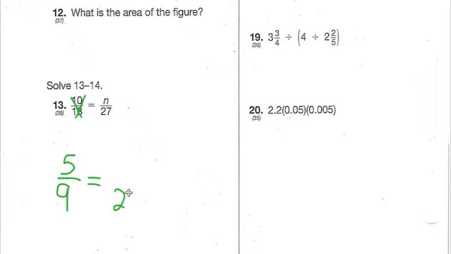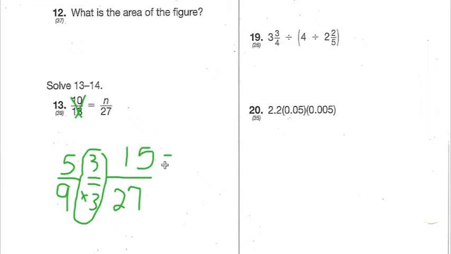Then it gets easy because 9 times what is 27? Well, we know our math facts. 9 times 3 is 27. If we do it to the bottom number, we have to be fair and do it to the top number, otherwise it gets crabby, right? So 9 times 3 is 27, 5 times 3 is 15. So my answer is 15 equals n, or n equals 15. I'm going to circle that answer because that's ugliness and it's kind of hard to find. Almost done.